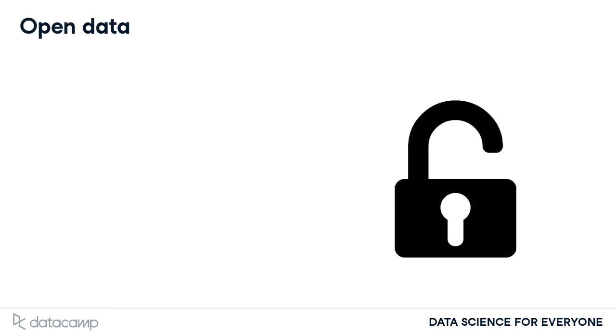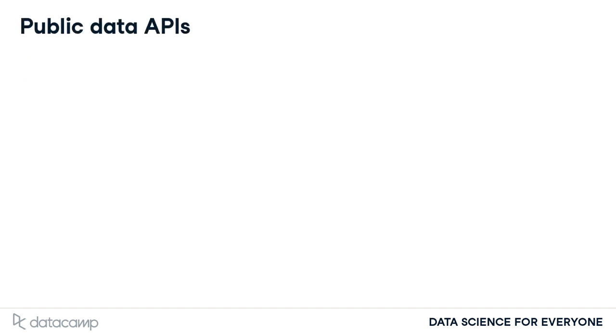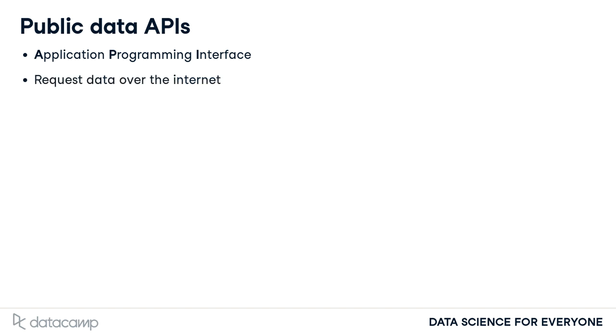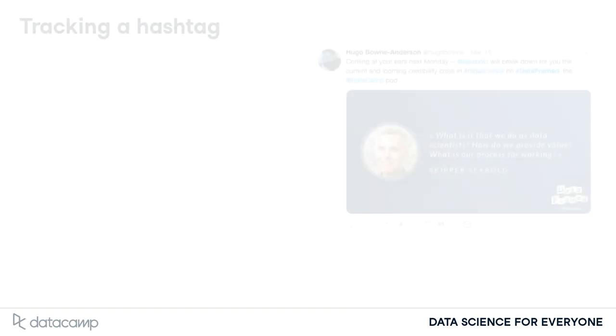There are multiple ways to access open data. Two of them are APIs and public records. Let's begin with APIs. API stands for Application Programming Interface. It's an easy way of requesting data from a third party over the internet. Many companies have public APIs to let anyone access their data. Some notable APIs include Twitter, Wikipedia, Yahoo Finance, and Google Maps, but there are many more.